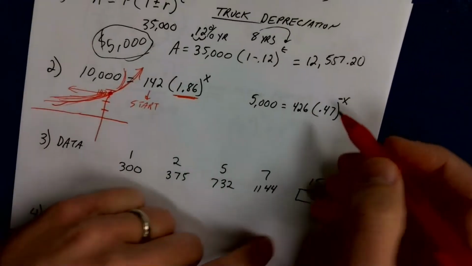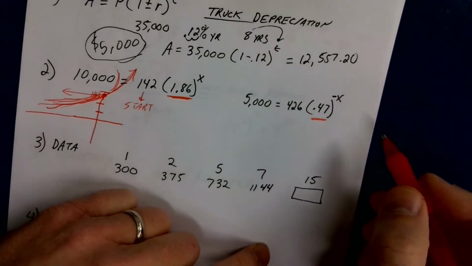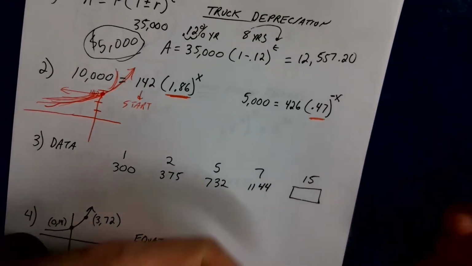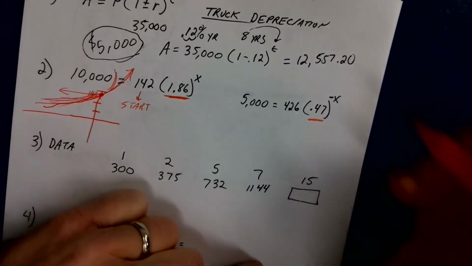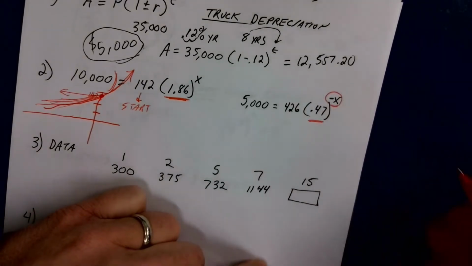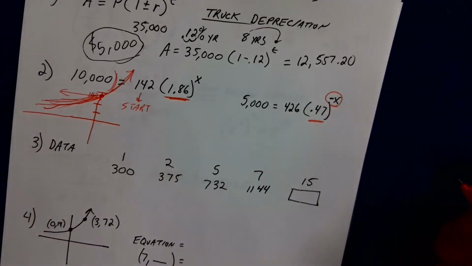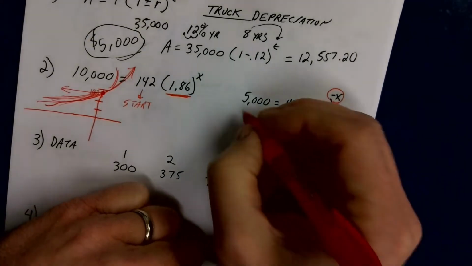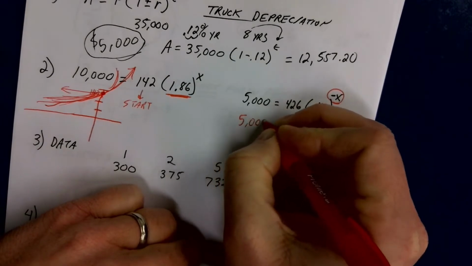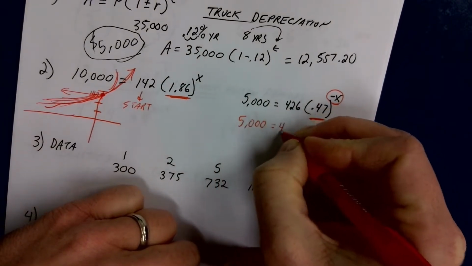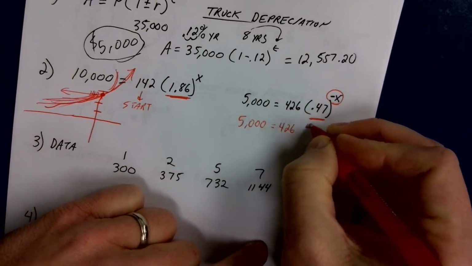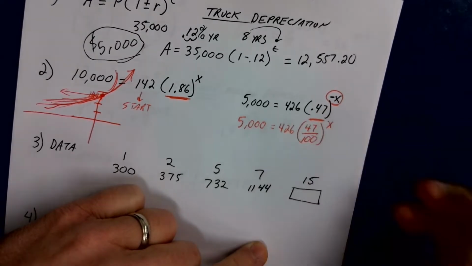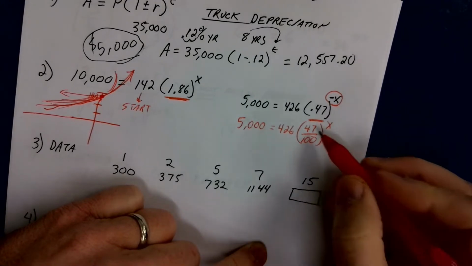Okay, now here, we're looking at this and we're like, hey, that number is between 0 and 1, so that means that it should shrink, right? Right? Wrong. We have to remember that a negative exponent changes things. It basically flips that fraction. So I could rewrite this as 5,000 equals 426 to the 47 hundredths. I'm hoping everybody agrees with that, because 0.47 is 47 hundredths.